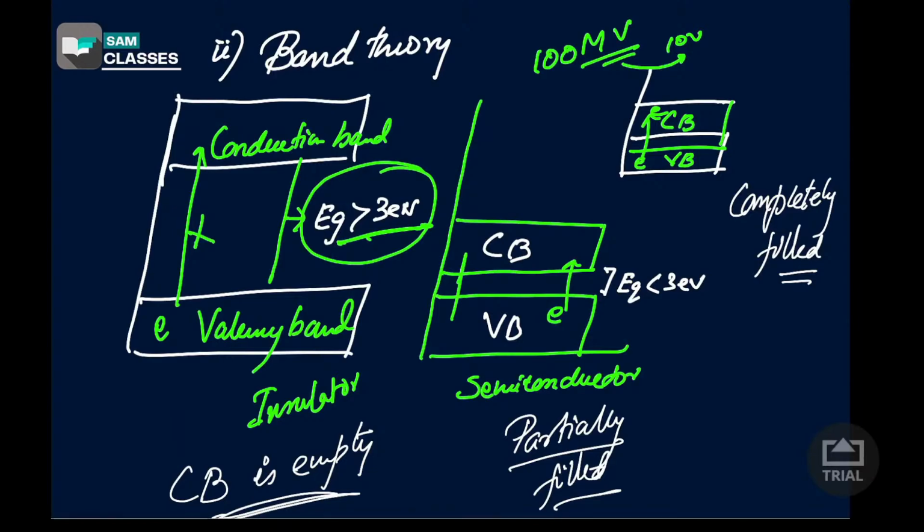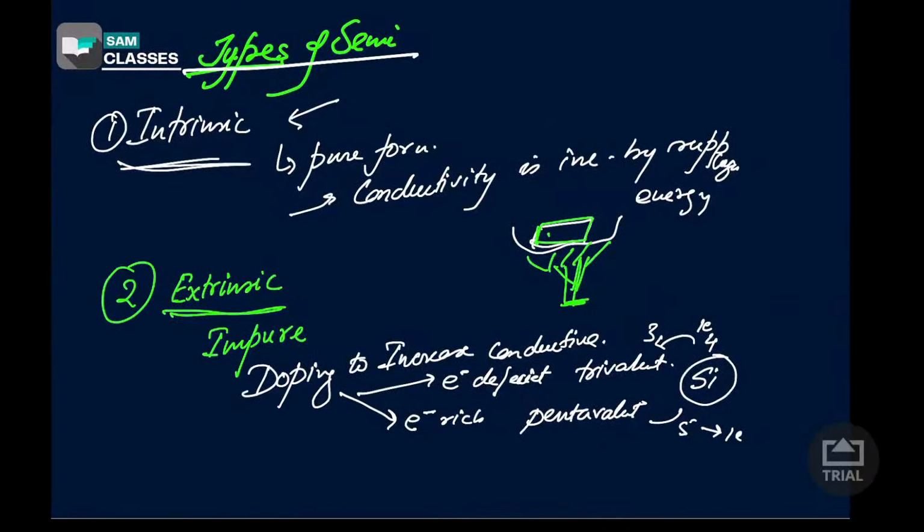In the case of a semiconductor, the gap is less than 3 electron volt. So if by hook or crook I give them energy, at least a few will be able to travel from the valence band to the conduction band. That's why it is partially filled. Third, in the case of a conductor, the conduction band and the valence band are merged or overlapping. So here any electron can go from the valence band to the conduction band easily, and that's why it is completely filled. Clear, everyone? Chalo.